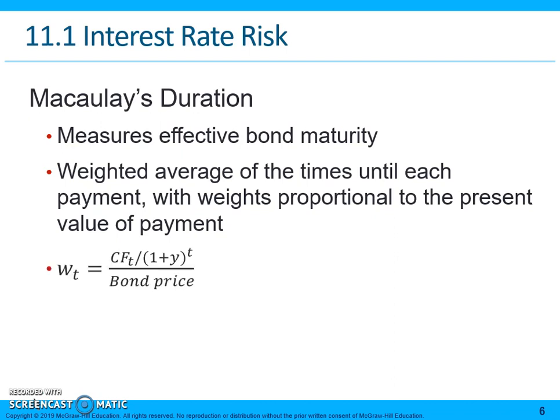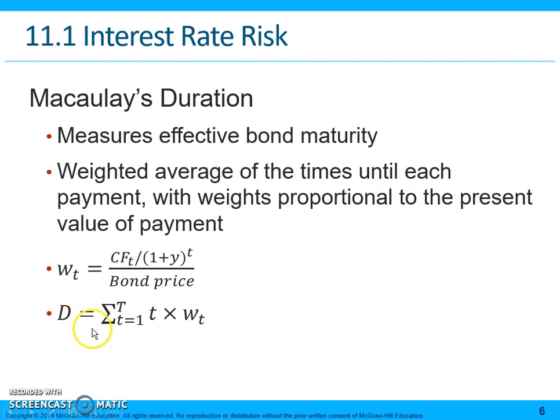So the weight is simply the present value of the cash flow, which is cash flow divided by (1 + y)^t. For example, if we're calculating for a cash flow that occurred in 4 years, for a semi-annual bond, it would be 1 plus the yield divided by 2, to the eighth power. I think it would be 4 times 2, and then that would be divided by the bond price.